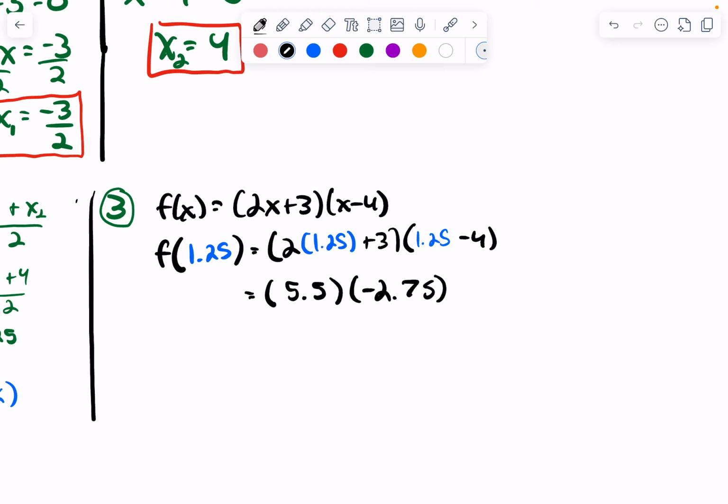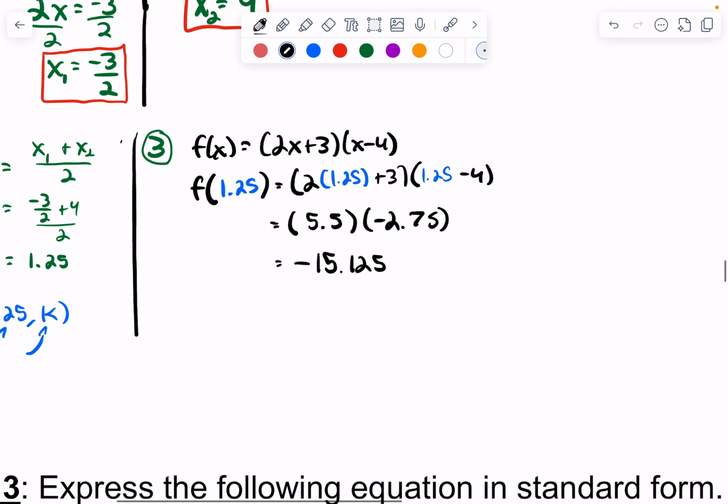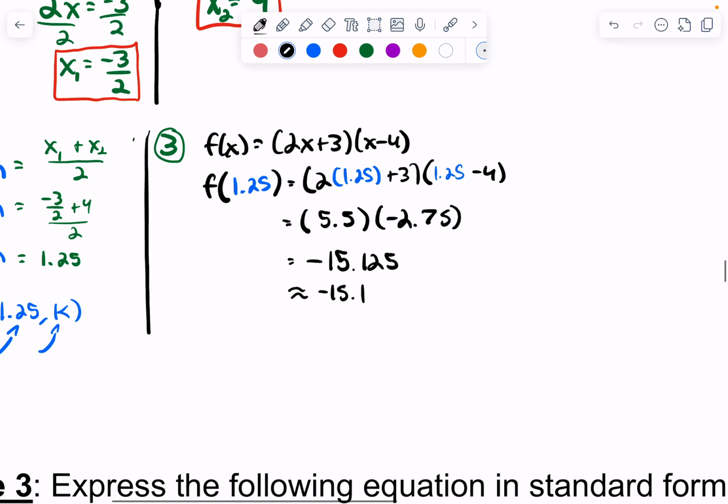And then take those and multiply them. So negative 2.75 times 5.5. Oh, sorry, I did addition there. So 5.5 times negative 2.75. You'll get negative 15. Sorry, that's a 5. Negative 15.125, and we can just round that off. So roughly that's negative 15.13. We went to 2 decimals on the other, so we'll go 3.